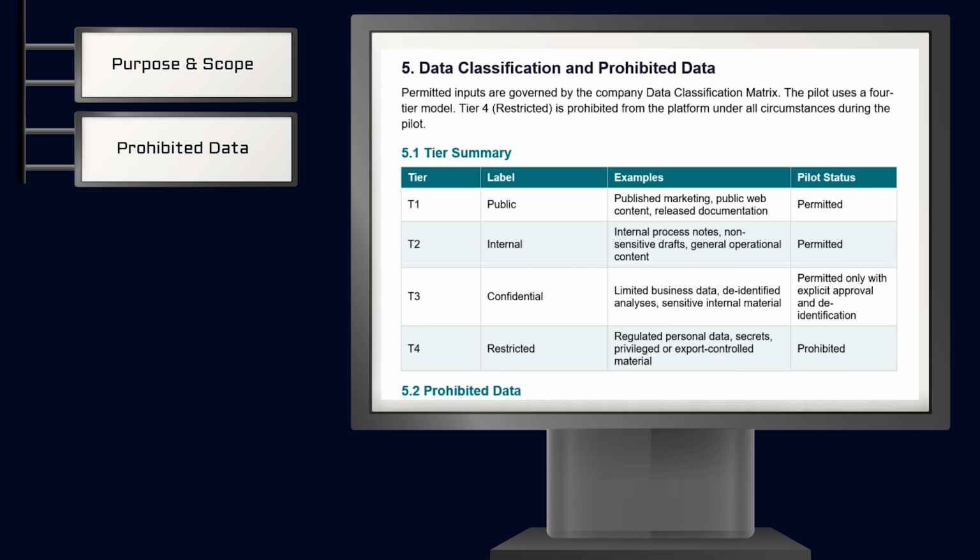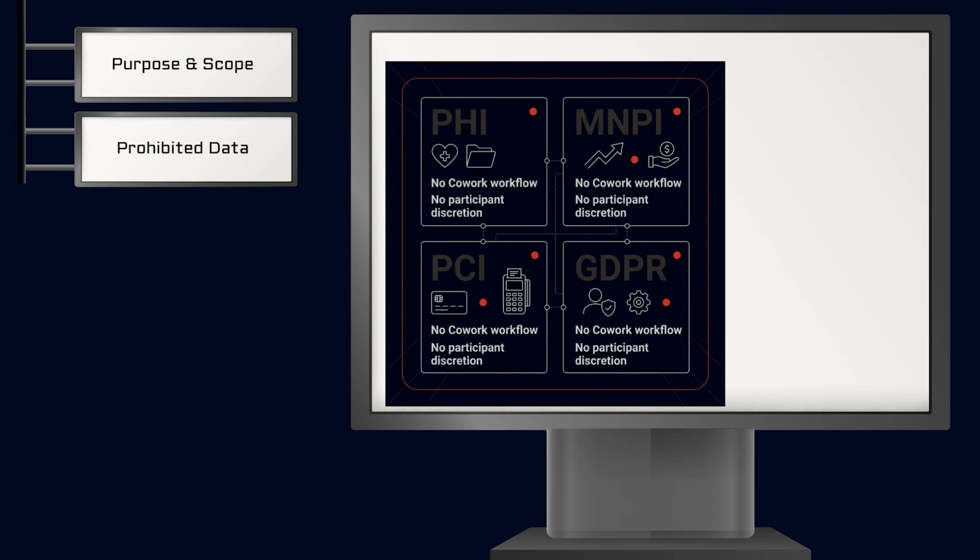This names, in the organization's own classification taxonomy, the specific data classifications that may not be processed in Cowork during the pilot regardless of workflow. For a healthcare pilot, this typically includes protected health information. For a financial services pilot, this typically includes material non-public information and customer financial account data. For a multi-jurisdictional pilot, this typically includes GDPR-regulated personal data of EU residents. The prohibition is operational, not aspirational.